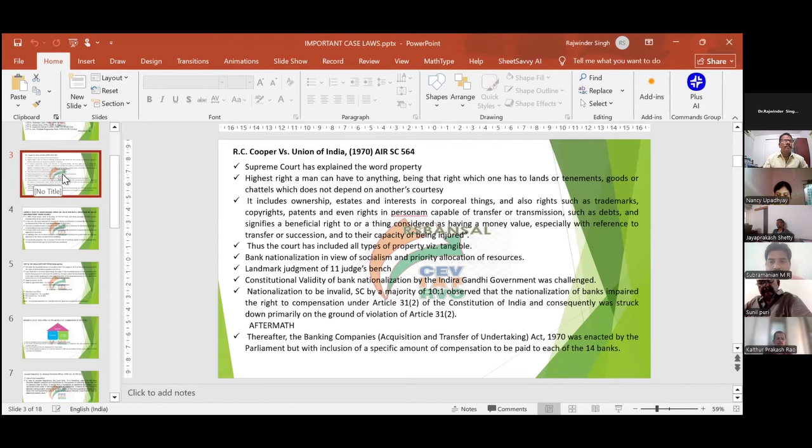Because of it, the government had to enact a new act in the parliament, called the Acquisition and Transfer of Undertaking Act 1970, to validate the nationalization of banking. And in this act, it was included that a specific amount of compensation was to be paid to the 14 banks which were nationalized at that time.